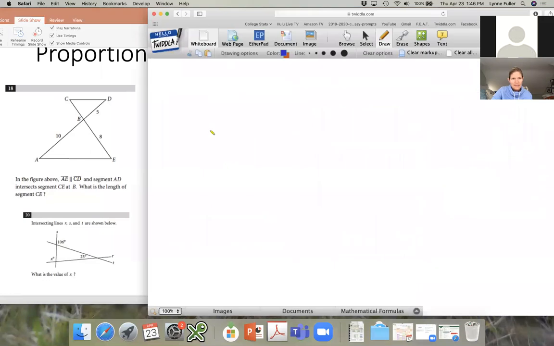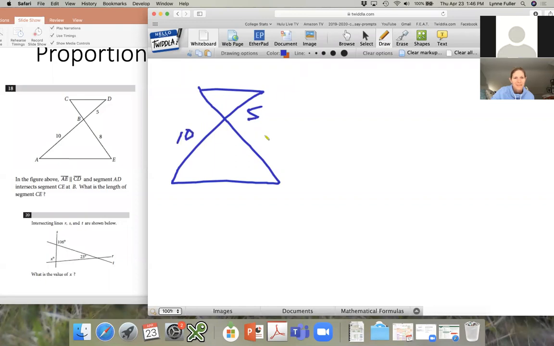So with number 18, they have these lovely triangles here, and they're telling us some information about these triangles. Okay, so I'm going to do my best drawing this because I know my draw finder thing doesn't quite work to draw triangles upside down, right side up. Okay, so here we go. C, D, B, A, E. Okay, ready? In the figure above, AE and CD are parallel to each other. Segment AD intersects CE at B. What is the length of C to E?